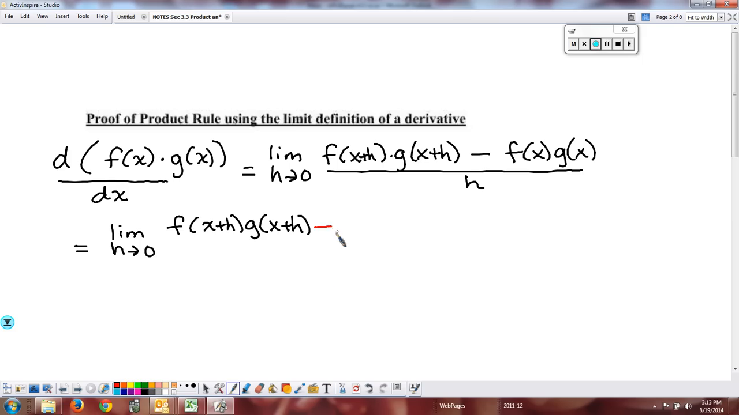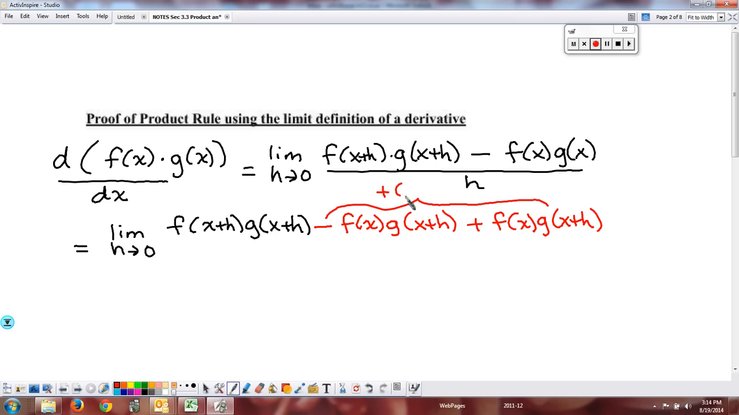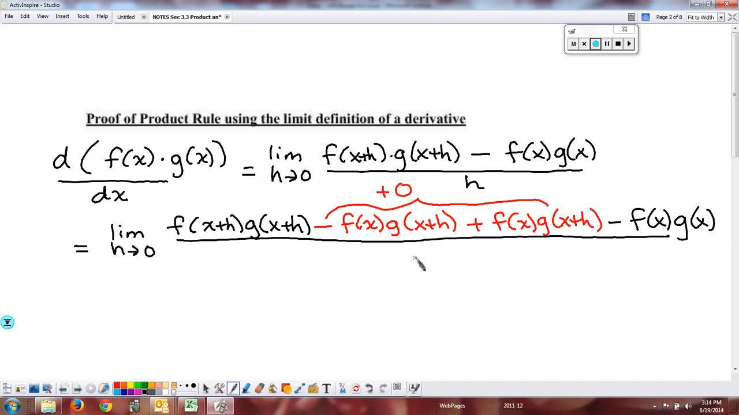I'm going to put this in red so that we can highlight it. What I'm going to add is f of x times g of x plus h. Actually, I'm going to subtract this, and then I'm going to add it. The idea is that by inserting this in the middle, my net gain is that all I have done is add 0. By adding 0 here, I haven't changed the expression at all. All I've done is give myself a little bit more to work with, and somebody really smart came up with what form of 0 to add in.